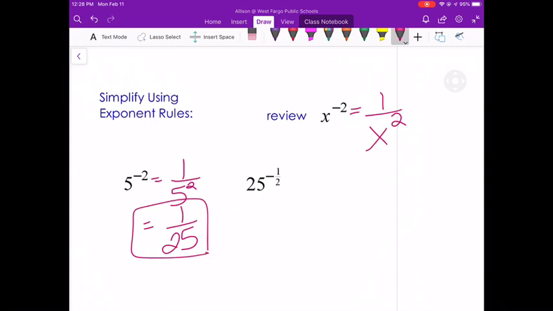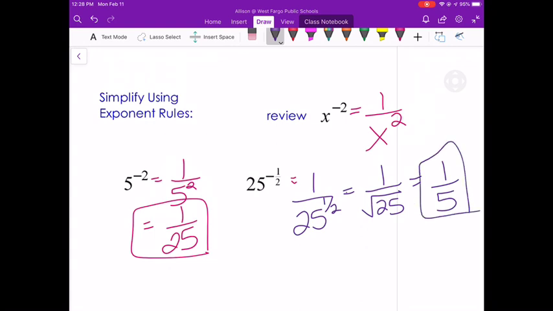25 to the negative 1/2 would be 1 over 25 to the 1/2. Now 1/2, remember, is the same thing as the square root of 25. And the square root of 25 is 5. So that would simplify to 1/5. We wouldn't want to leave the square root in the denominator. So some more simplifying might be necessary in some cases when you have to rationalize the denominator. In this case, it did simplify.